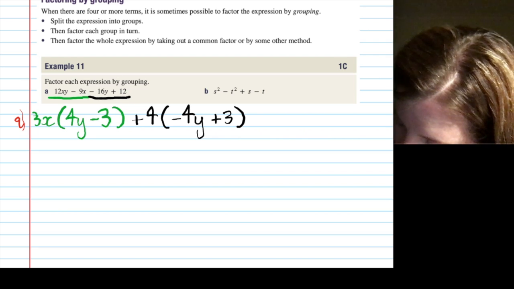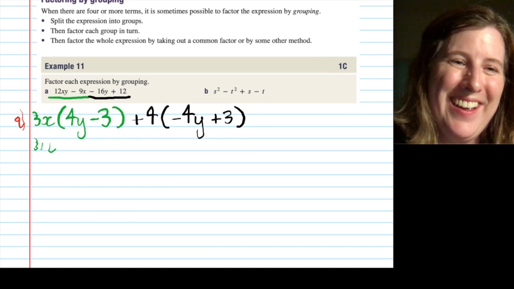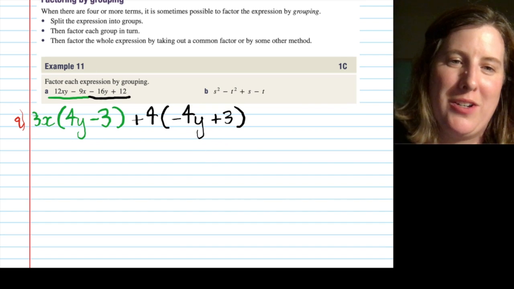So we've got our 3x. What even was that? Come on, just hold it together. You've got one more video to get through. Come on, iPad, you can do it.